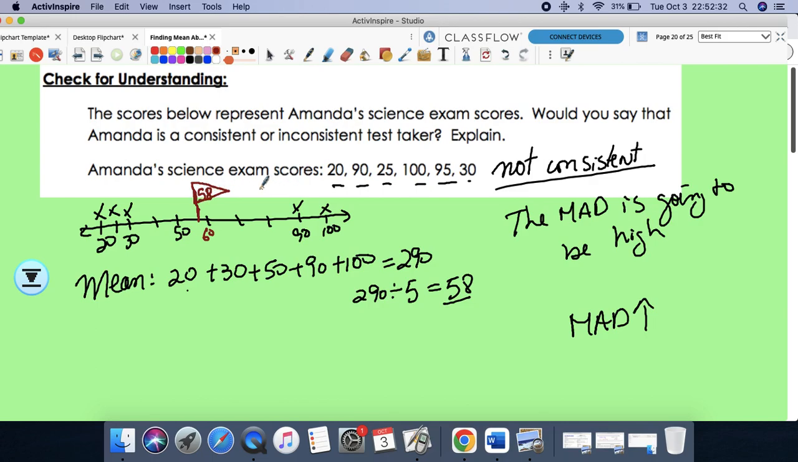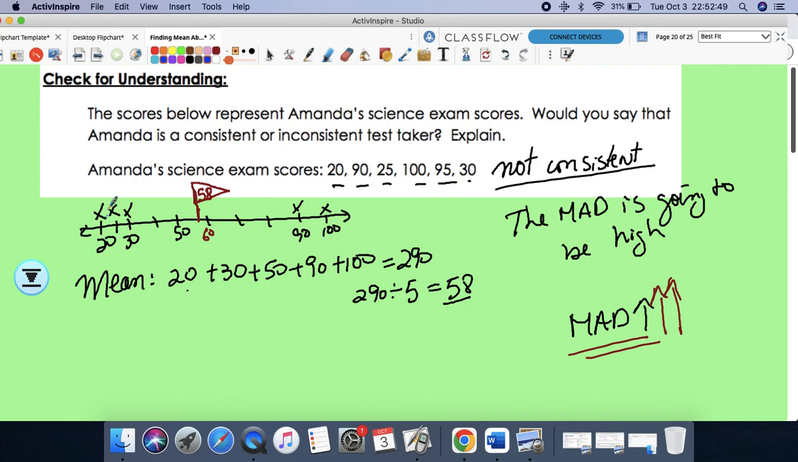58. So do you think these numbers, the 20 is close to 58, the 30 is close to 58, the 90 is close to 58? They're very far away. So the MAD is going to be a high, big number. So let's find the MAD.